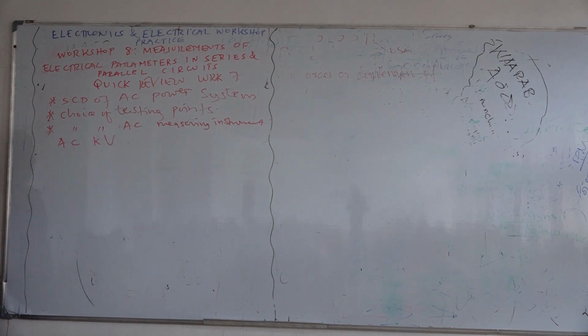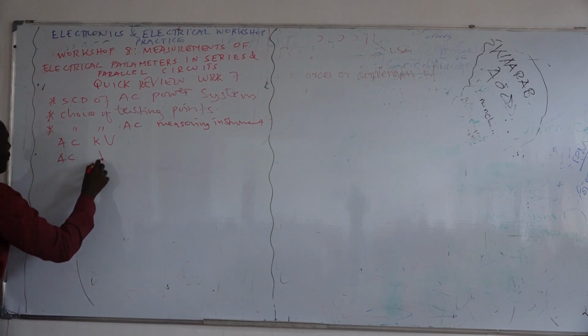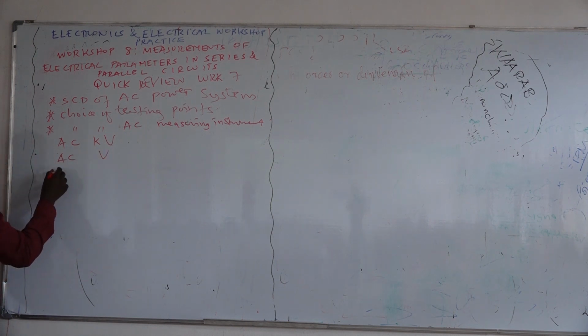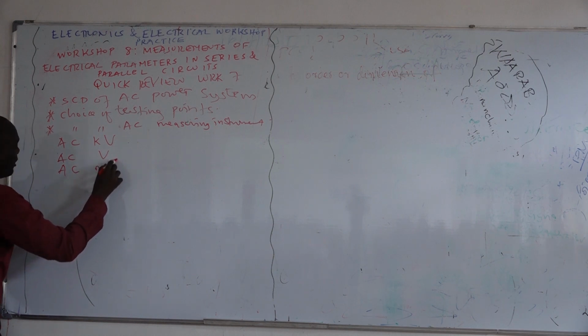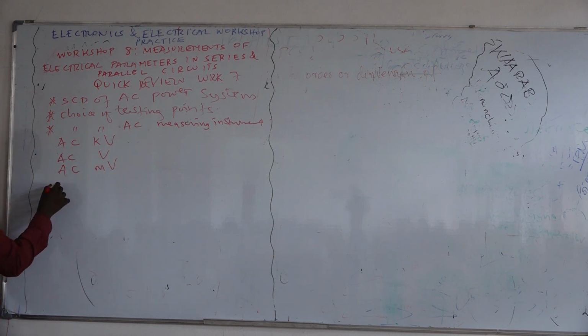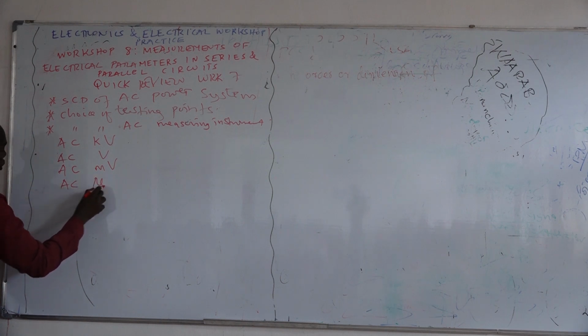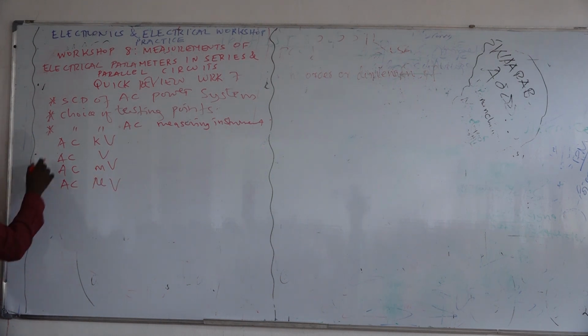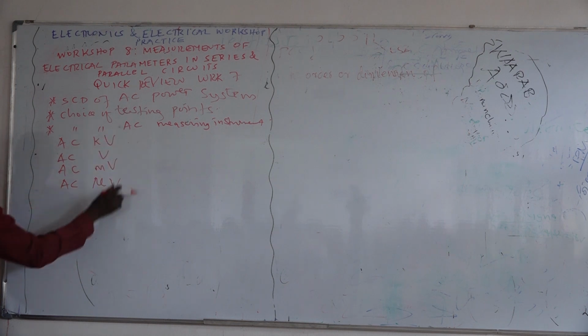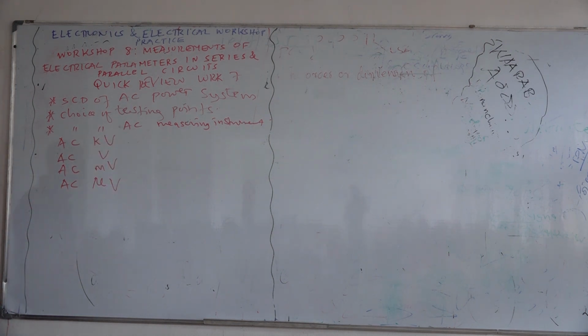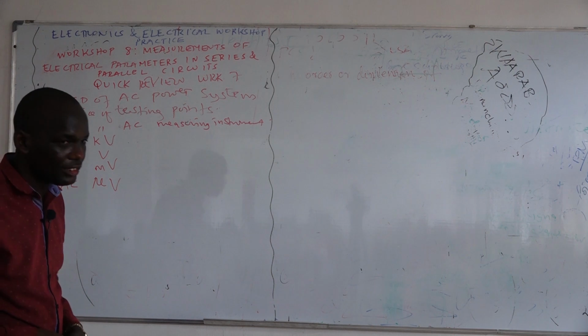In AC measuring instruments, firstly we have the AC kilovoltmeter. You remember that? Yes. And then also we have the AC voltmeter. Then we have the AC millivoltmeter. Also I talked about the AC microvoltmeter. So these are the measuring instruments for the voltage at different points of the AC power circuit.